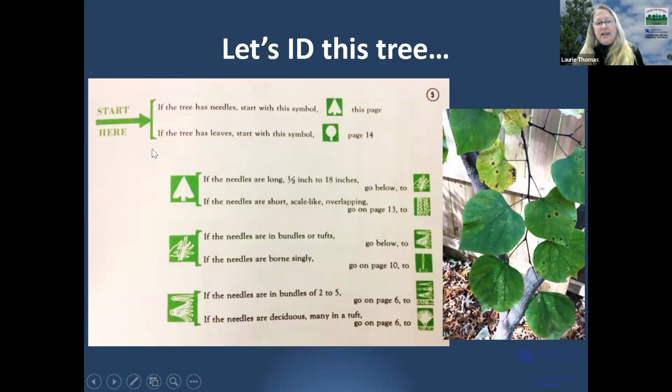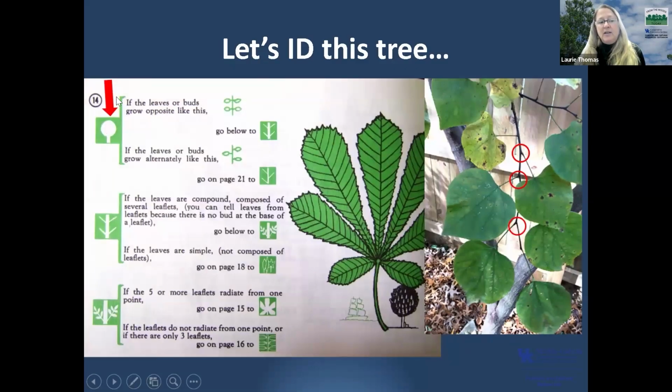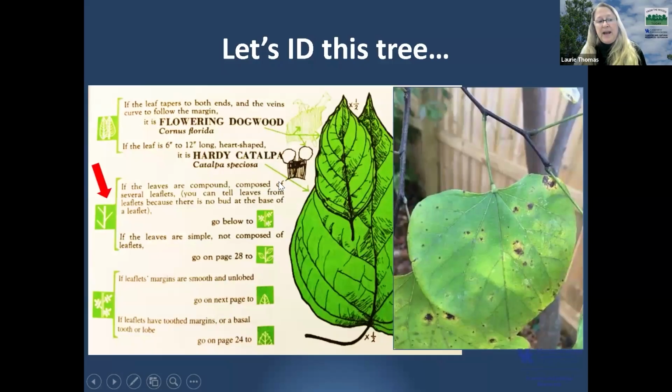We'll start here. We know that this tree has leaves, right? That's a nice broad round leaf. It is not a conifer, it doesn't have needles. Remember what our logo looks like? Flip over to page 14, logo at the top. Are our leaves opposite or are our leaves alternate? I've circled them for you here. They look like they are staggered along that twig, so we have alternately arranged leaves this time. So look for that logo of alternately arranged leaves over on page 21, and it's the middle bracket.